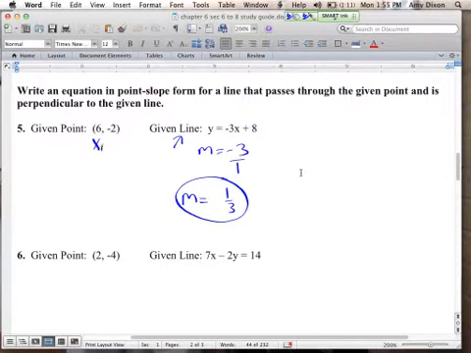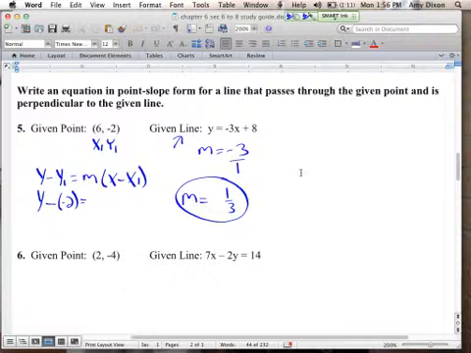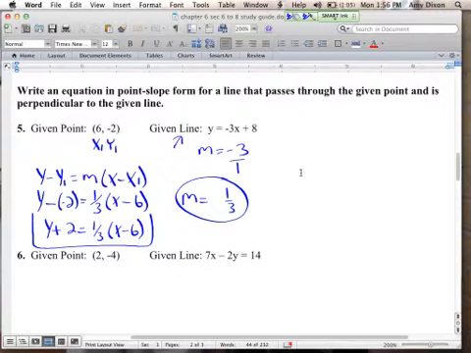The point they give us is our x1 and our y1. So we put it into the formula, y minus y1 equals m, parentheses, x minus x1. All right, so we get y minus negative 2 equals m is 1/3, parentheses, x minus 6. Almost done. I'm going to go ahead and get rid of my double negative. So you get y plus 2 equals 1/3, parentheses, x minus 6. And that is your equation in point slope form.